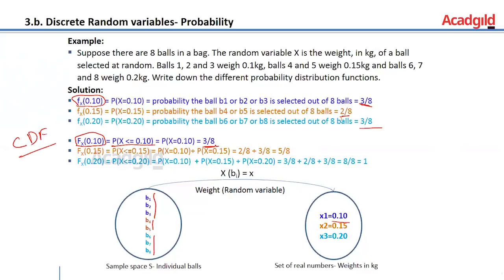What is the probability that I pick up a ball and its weight is less than or equal to 0.15 kg? This is written as uppercase F(0.15), and that will be the probability that I pick up a ball which is either 0.1 kg or 0.15 kg. These are mutually exclusive events, so they add up. 2/8 plus 3/8 is 5/8. And last, what is the probability of picking up a ball whose weight is less than or equal to 0.2 kg? That is written like this: probability that my random variable x is less than or equal to 0.2. The cumulative distribution function is the sum of each of these values: 3/8, 2/8, 3/8. Needless to say, since that's the highest weight, this probability would be 1.